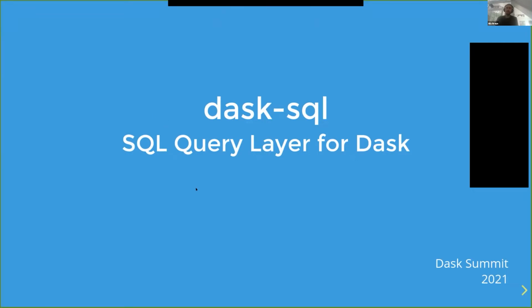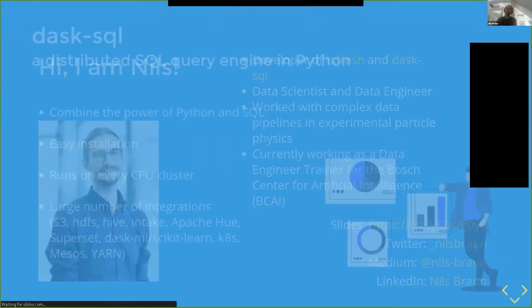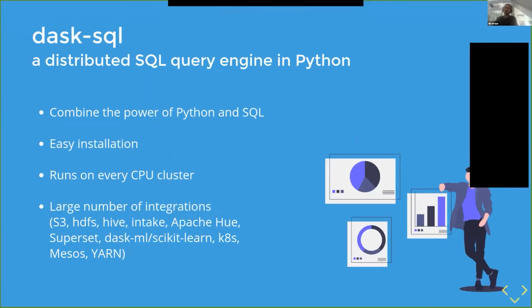Perfect. Thanks, Tom. As Tom said, Dask SQL is quite similar to Blazing SQL, except that it works natively with Dask data frames. This means it's meant to be run on a CPU cluster. Dask SQL is a distributed SQL query engine written in and for Python to help you combine the power of Python and SQL. As you've seen in the example that Tom has shown, you can natively go from your Python code to SQL code and back however you want, and just use whatever is easier for you.